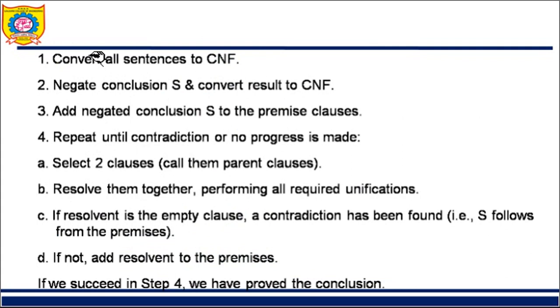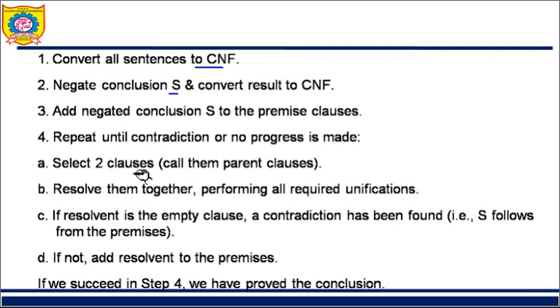Now just see here, you will find similarity of this with respect to the previous one. Convert all the sentences to CNF. The first step is the same. Negate the conclusion S and convert the result to CNF. Whatever conclusion you want to derive, you negate it and add it to CNF. Add the negated conclusion to your knowledge base or to your premise clauses. Till here everything is the same. Repeat until contradiction or no progress is made.